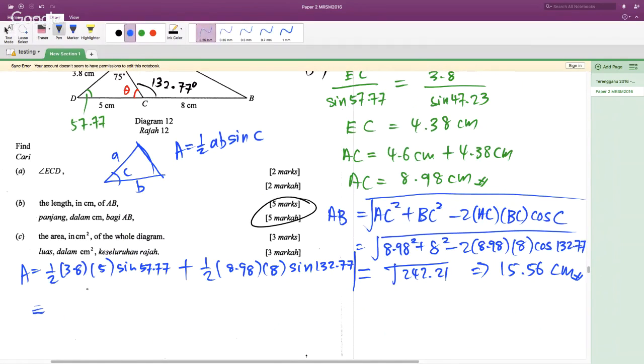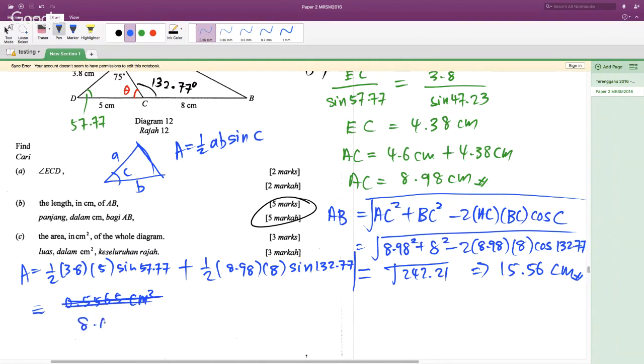Okay, so it's 1/2 multiply 3.8 multiply 5 and multiply sine 57.77. So you will actually get a value that is quite small, 0.5565 centimeter square. Is that correct? Oh, no, I pressed something wrong. I pressed divide because it doesn't make sense for me. Yeah, this one makes a lot of sense.